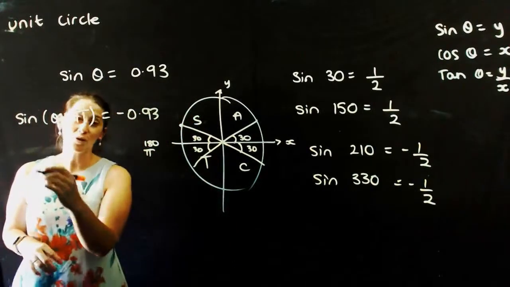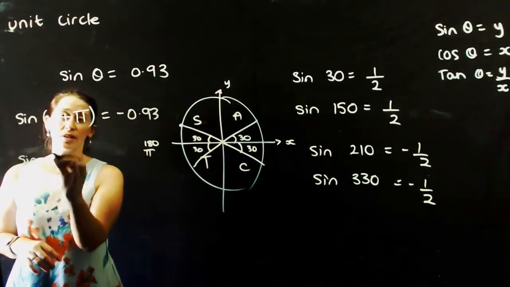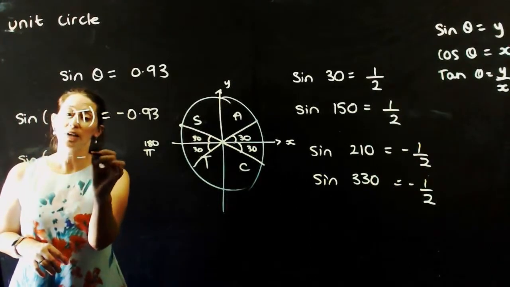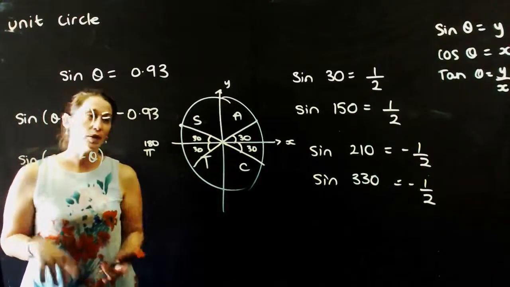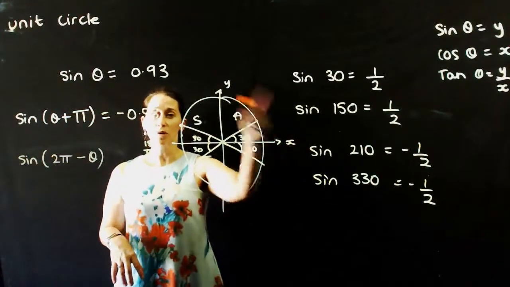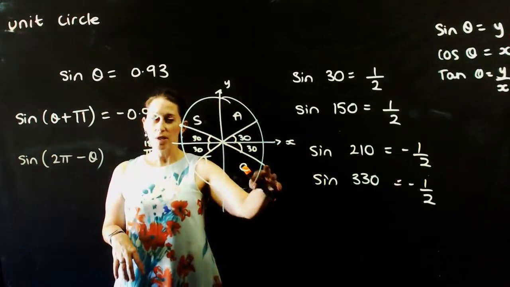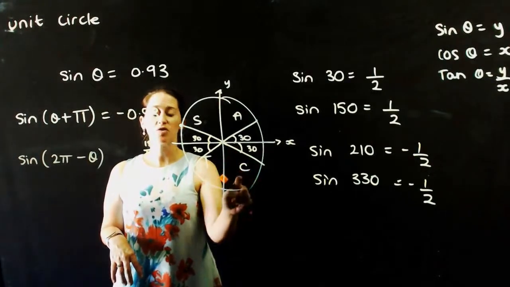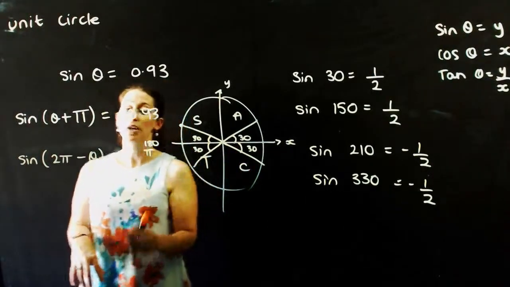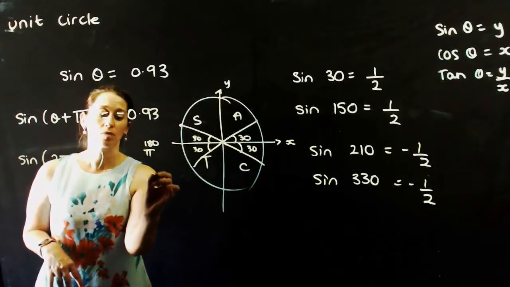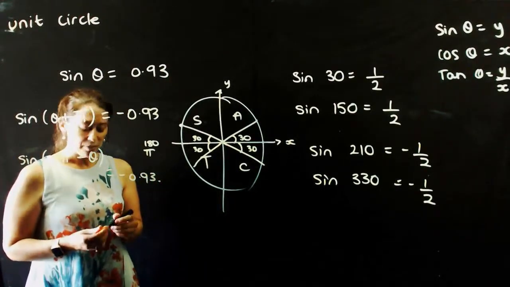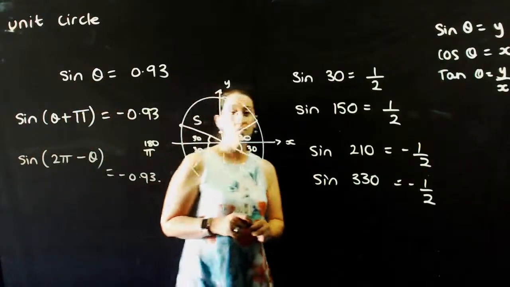Let's look at another quadrant. Let's suppose we wanted to look at the value of sine of 2 pi minus theta. Well, find 2 pi on the unit circle. 2 pi is one revolution. 2 pi minus theta is sitting in this quadrant. The value of sine is negative in this quadrant, so therefore the value is minus 0.93. Hopefully that gives you a little bit of an insight about the symmetry properties of the unit circle.